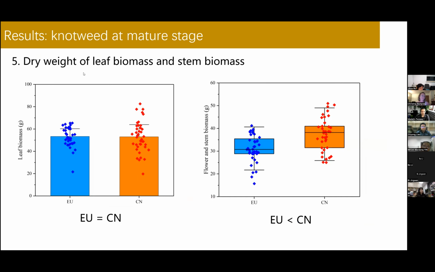This is the leaf biomass and stem biomass. We found the leaf biomass doesn't have a significant difference, but for the flower and stem biomass, the European population is lower than the Chinese population.